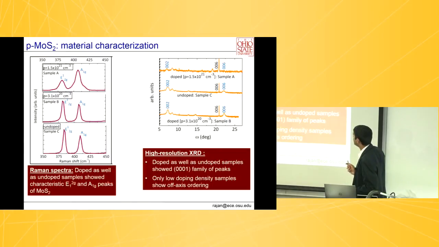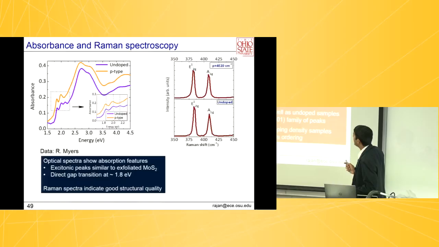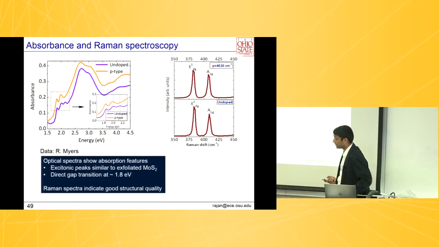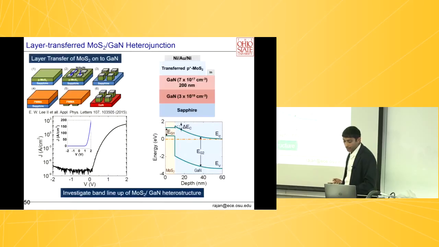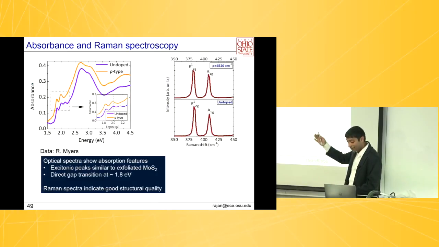And I'm sorry, I'm rushing through these. But I guess what I wanted to show you was this. This is the absorbance spectra of the MoS2, both the P-type and the undoped. Both of them show the direct band edge as expected. And the Raman is not degraded significantly. So now we can dope it, but obviously a lot more work has to be done.